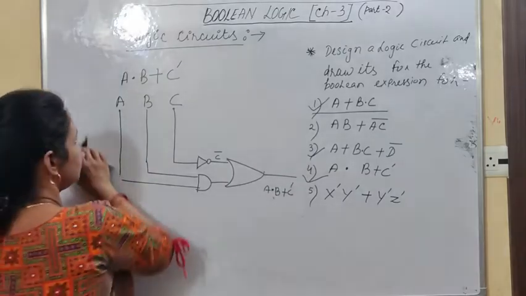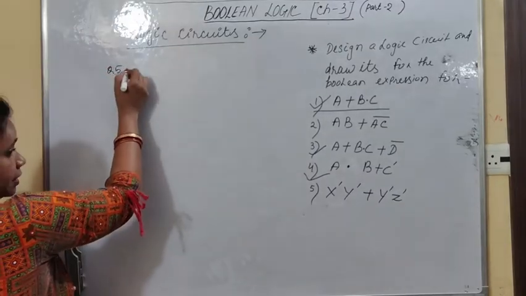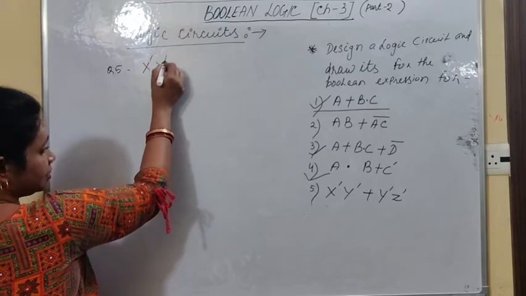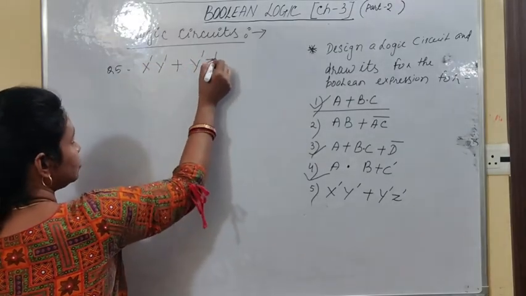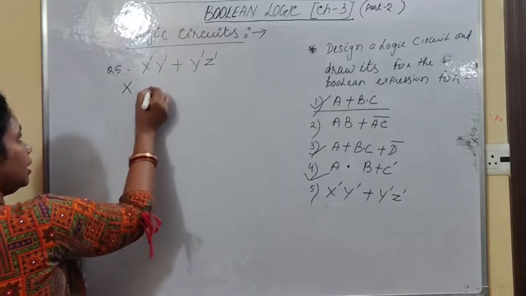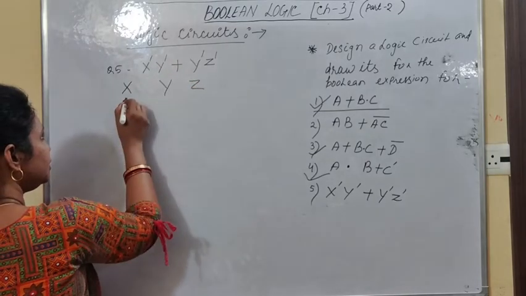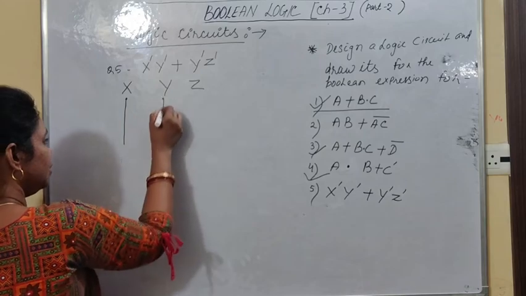Now we will discuss question number 5. Question number 5 says, draw the logic circuit of X bar Y bar, or X dash Y dash, plus Y dash Z dash. So how many different variables do we have? X, Y and Z. Right students, 3 different variables. Then extend the signals.